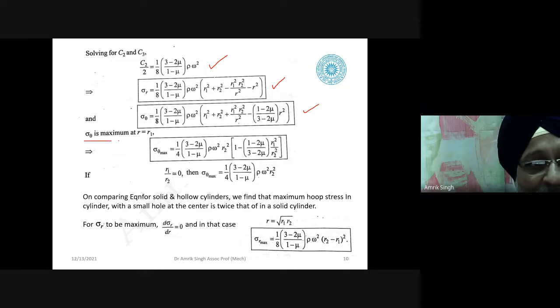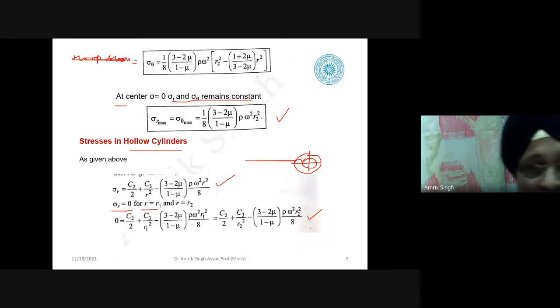So hoop stress is maximum at R is equal to R1. That also we have seen. We have seen the variation of the hoop stress like this. So it is maximum. So you will get this value. Now if R1 upon R2, R1 it is almost equal to 0, then sigma theta maximum is equal to S1 upon 2.